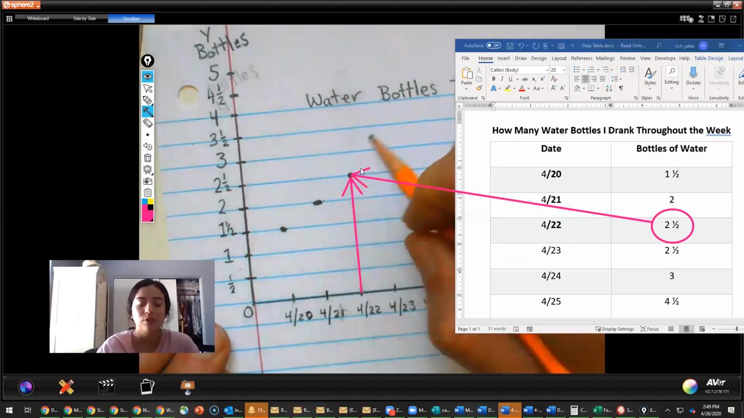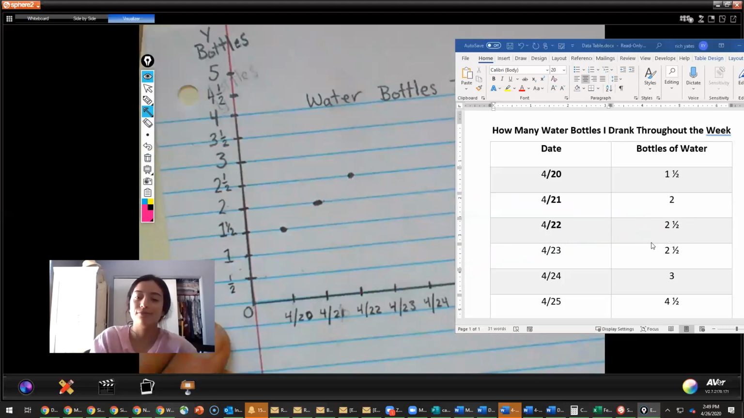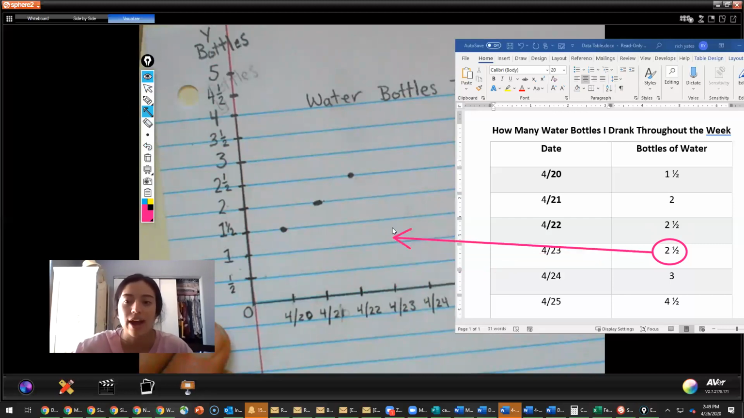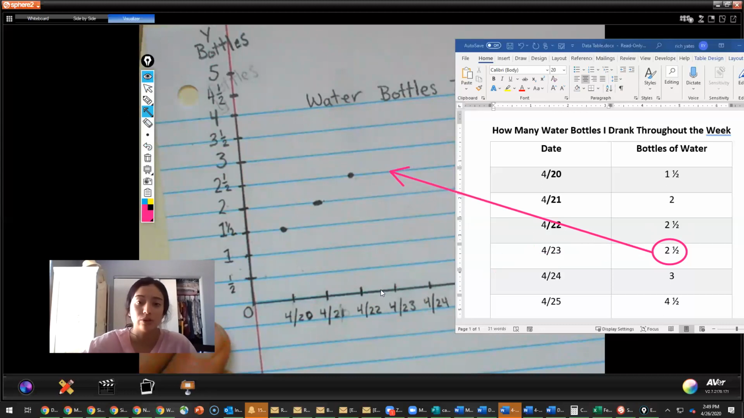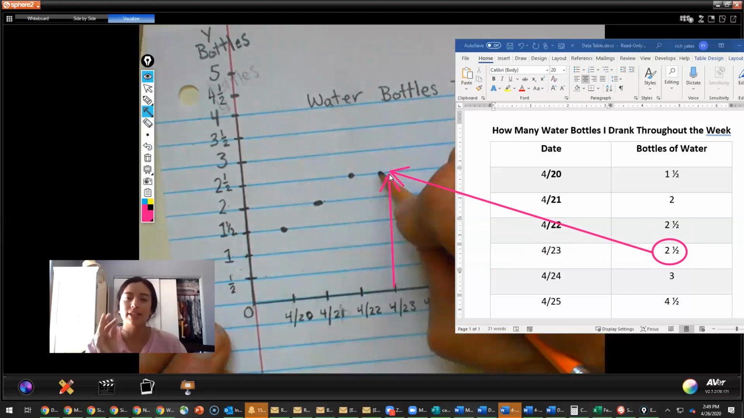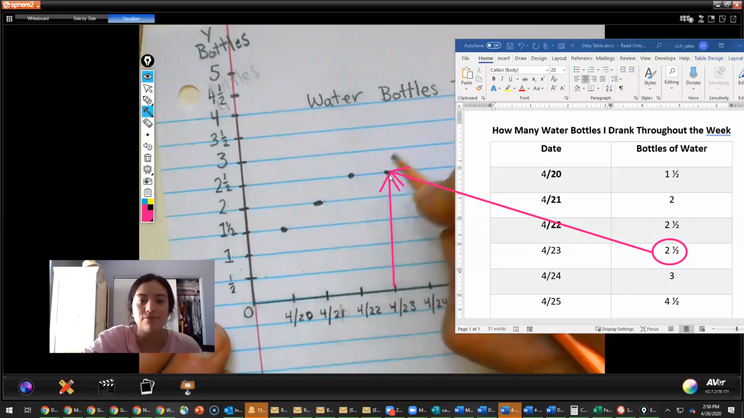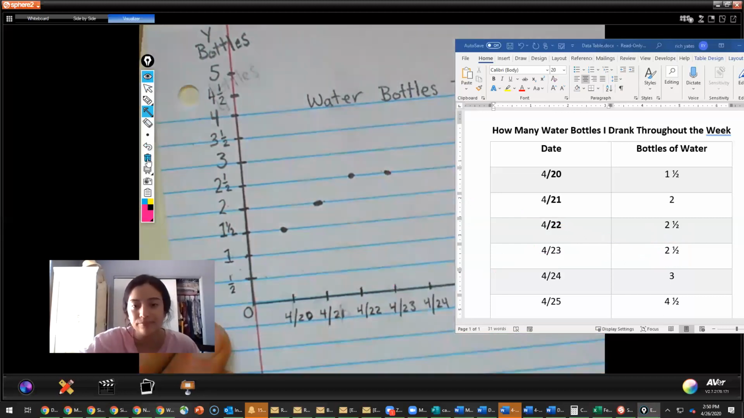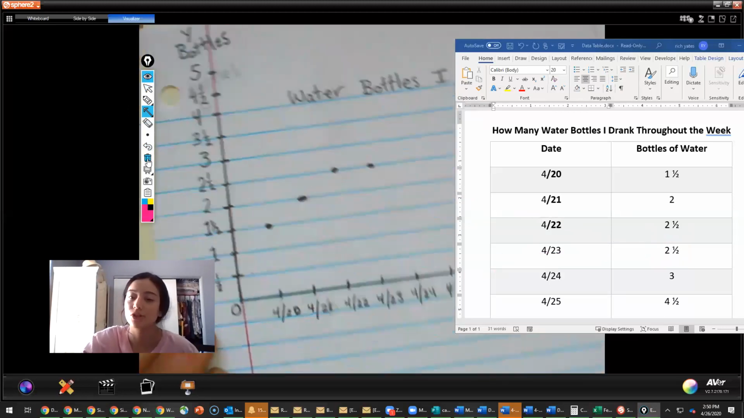So perfect. So now that we got the date of 4/22 done, we're going to go to the date of 4/23. This day I didn't drink any more, but I did drink 2.5 water bottles. So we're going to find our 4/23 on our x-axis that we made, and we are going to find 2.5 once again, going straight up. And it doesn't have to be by no means a perfectly straight line up, just make sure that it's not right next to your next dot to where you get confused. So we're going to match that up with the 2.5, and then we're going to plot a dot.